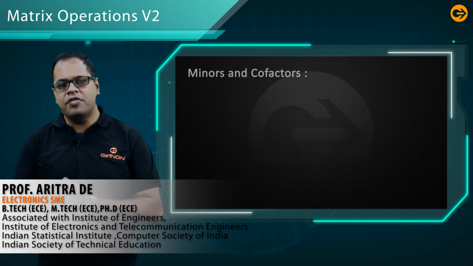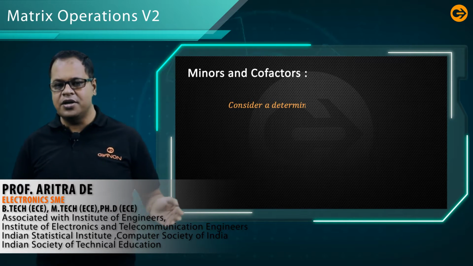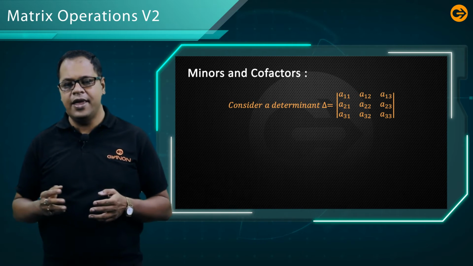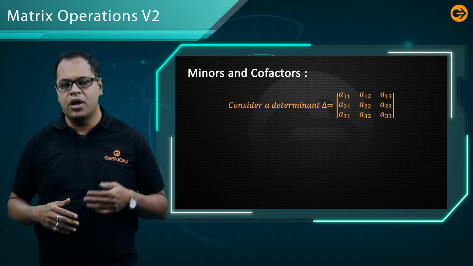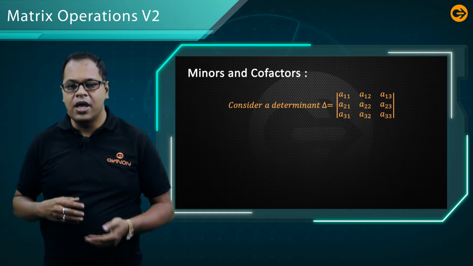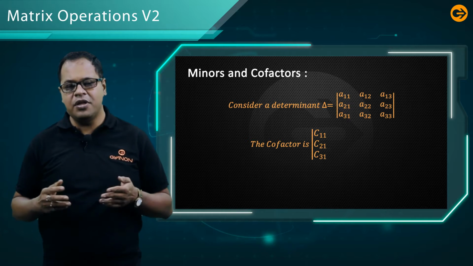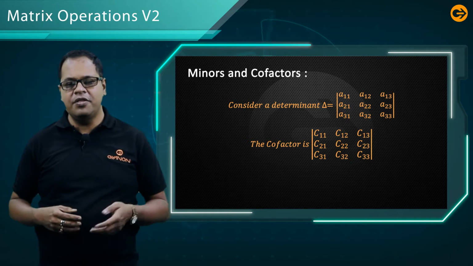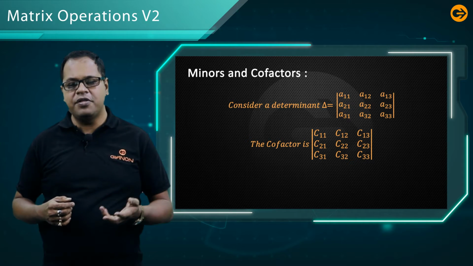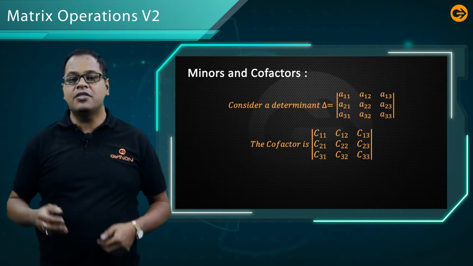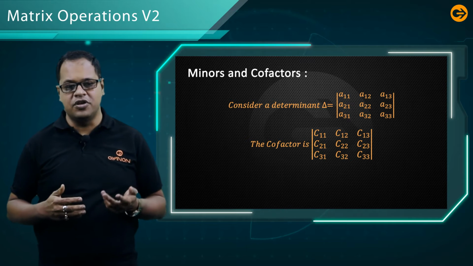Now today we are going to discuss the cofactor of an element. Consider a determinant delta is equal to A11, A12, A13. In the second row, A21, A22, A23. And in the third row, A31, A32, A33. The cofactor is capital C11, capital C12, capital C13 in the first row. In the second row, it will be capital C21, capital C22, capital C23. In the third row, it will be capital C31, capital C32, capital C33.